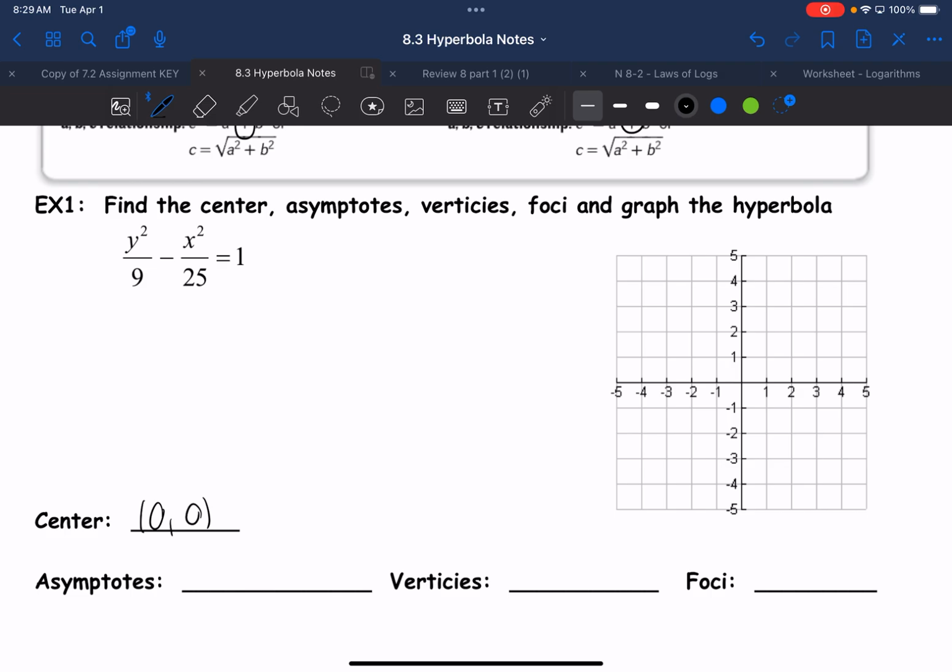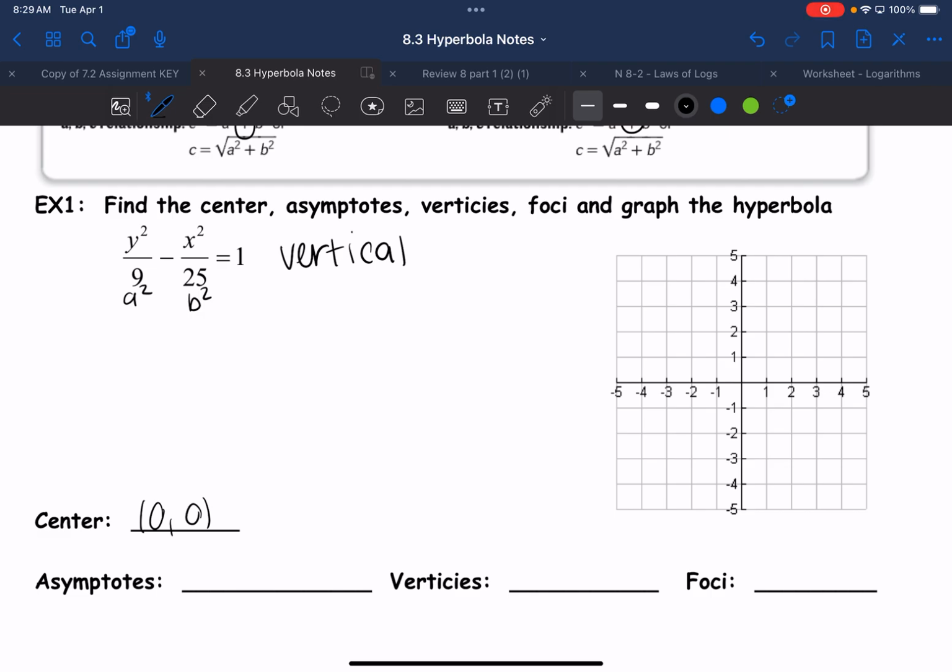Now, was the first fraction x or y in the numerator? Y. So does this one run vertically or horizontally? Vertically. Okay, so we know that this one's going to run vertical. And we know that the first term is always going to be over a, right? So that makes this my a squared and this my b squared. So a little bit different. The a doesn't have to be the bigger one, right?